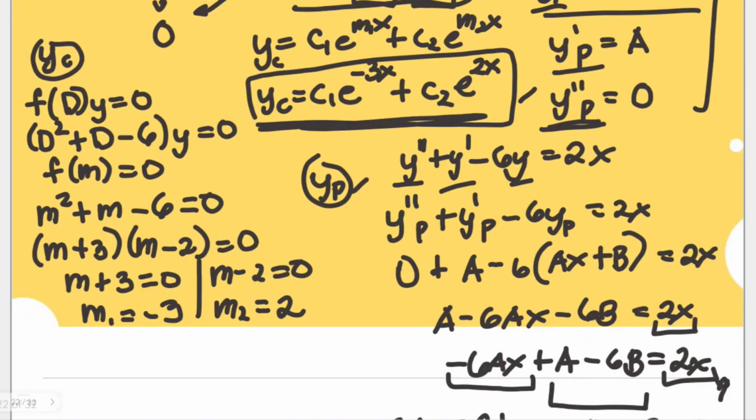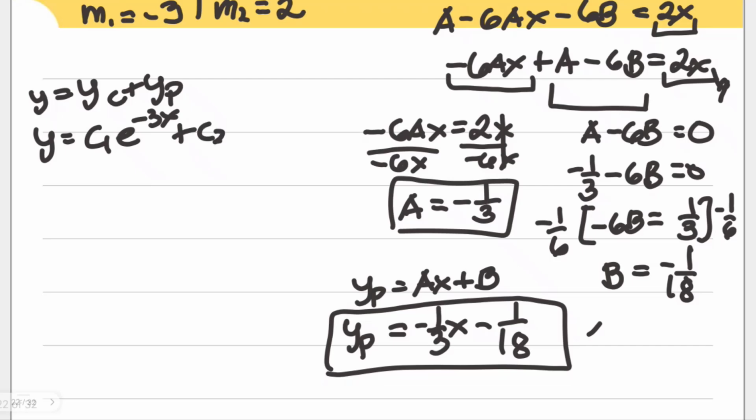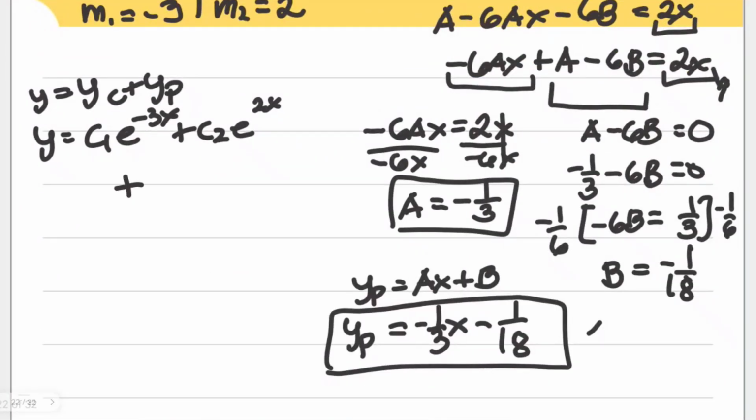So please bear with me. I need to memorize that. Minus 3 and plus 2. So you will have here y is equal to y sub c plus y sub p, our solution. y is equal to c sub 1 e to the power of minus 3x plus c sub 2 e to the power of 2x. Yes, that's correct. Plus your y sub p, which is this. So since it's negative, we can just simply have here minus 1/3 x minus 1/18.